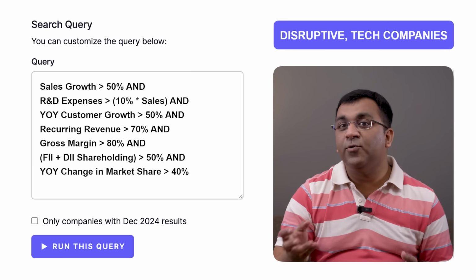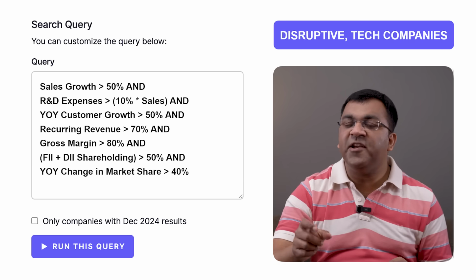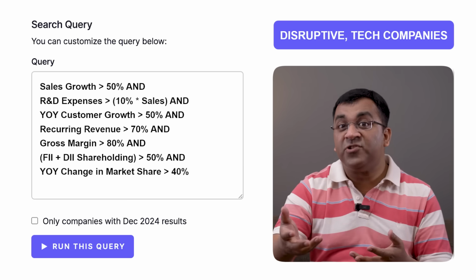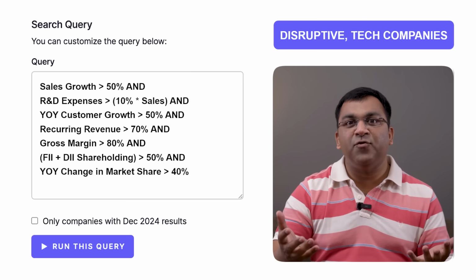As I said, it's difficult to build a query for this, but if you get the opportunity, do evaluate innovative companies across these variables, and please do share that list with me as well. I'd love to feature it on Alpha.